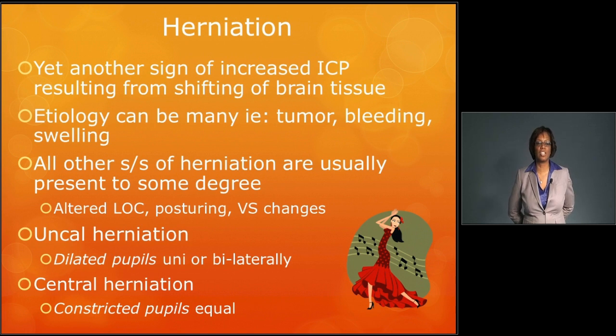So uncal herniation is shifting of tissue from one side to the other and typically results in dilated pupils. It can be unilateral or bilateral, but typically it's dilated pupils. Central herniation is pushing of brain tissue down and forward, or down into the brain stem. And typically that is manifested by constricted pupils, and it is bilateral. So I always think of central herniation, central starts with a C, constricted pupils, constricted starts with a C. It's how I memorized which one was which.